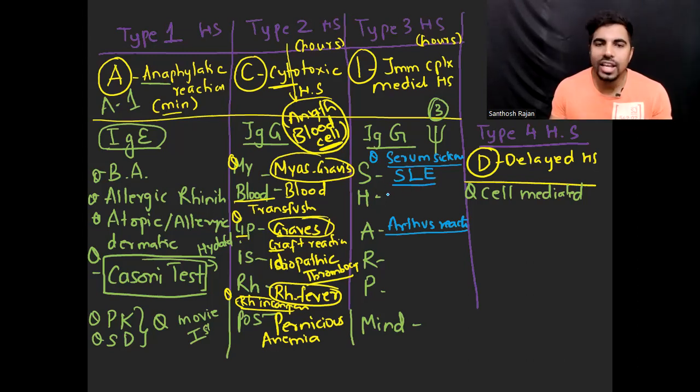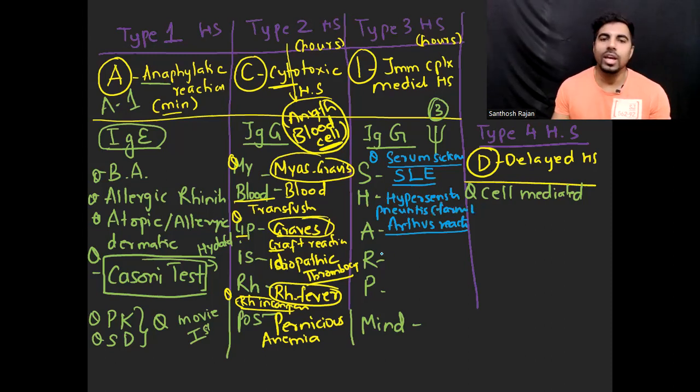And H is basically hypersensitivity pneumonitis. It's also called farmer's lung. Remember that. And R stands for rheumatoid arthritis. Remember, rheumatic fever comes in type 2, rheumatoid arthritis comes in type 3. It's totally different.